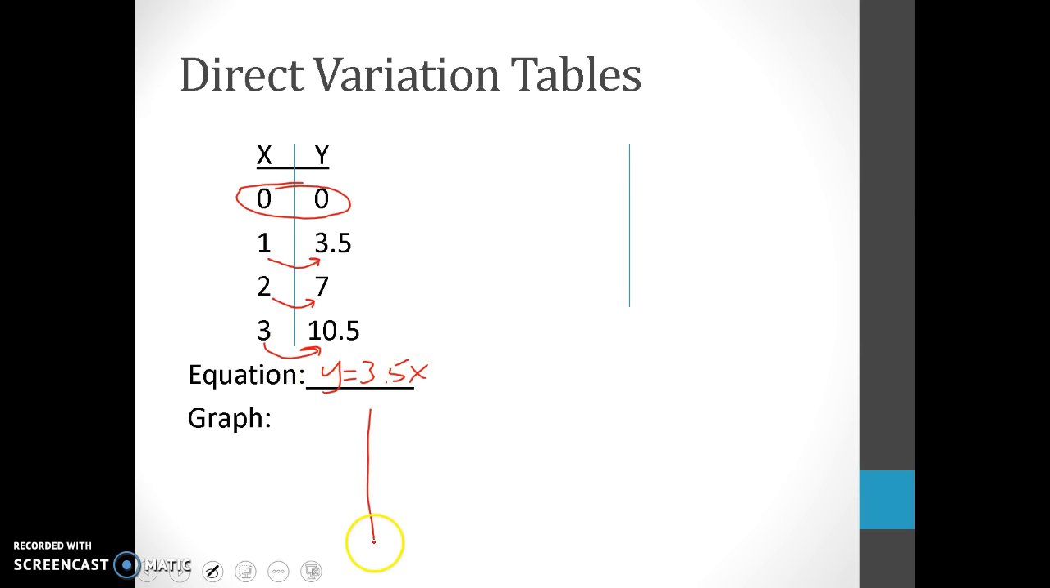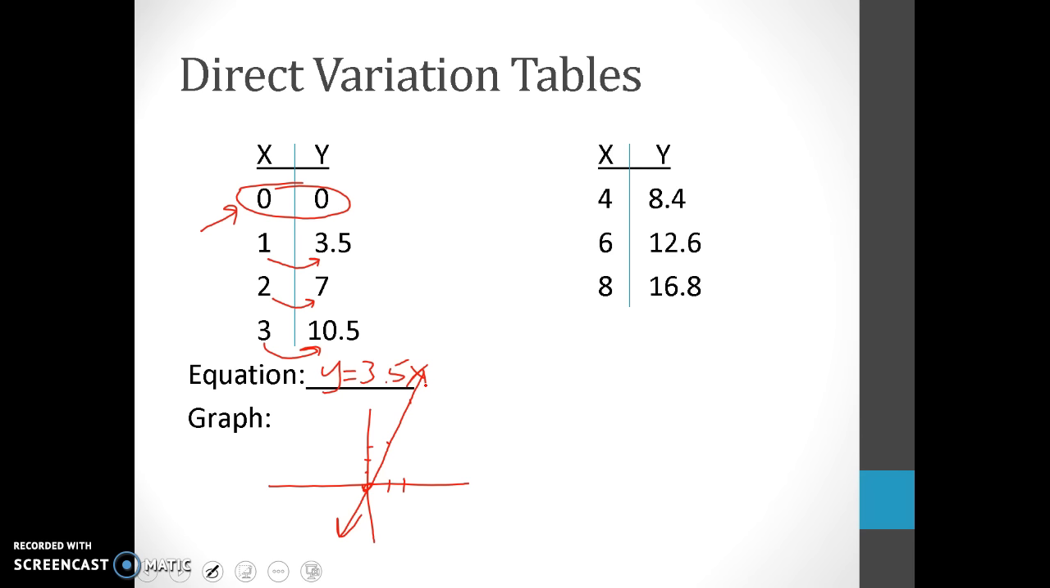If we were to graph this equation, it would start at the origin. That's this point right here. It started at the origin, and every time I move over one, I'm going to go up 3.5. If I go over another one, I'm up 3.5, and it's going to be a linear equation, a line that looks something like that. Let's take a look at another situation.